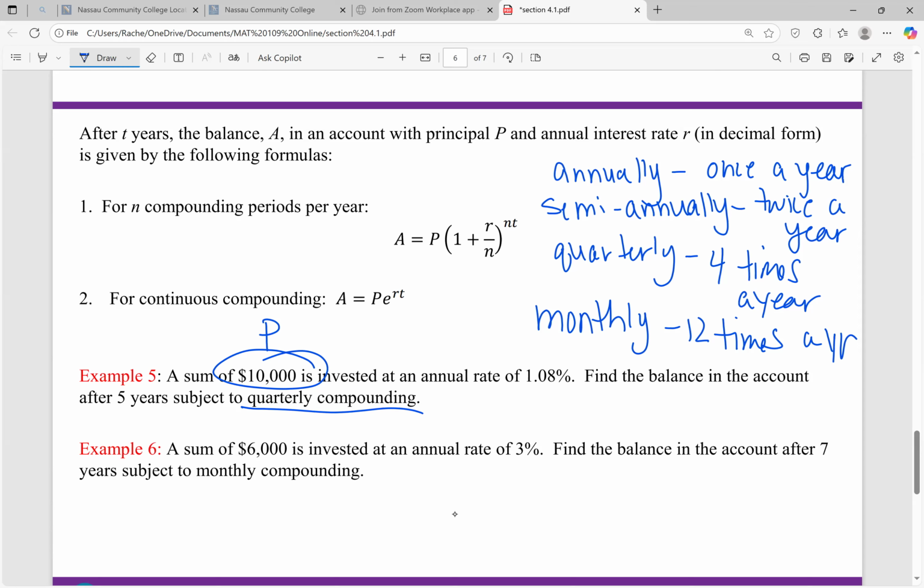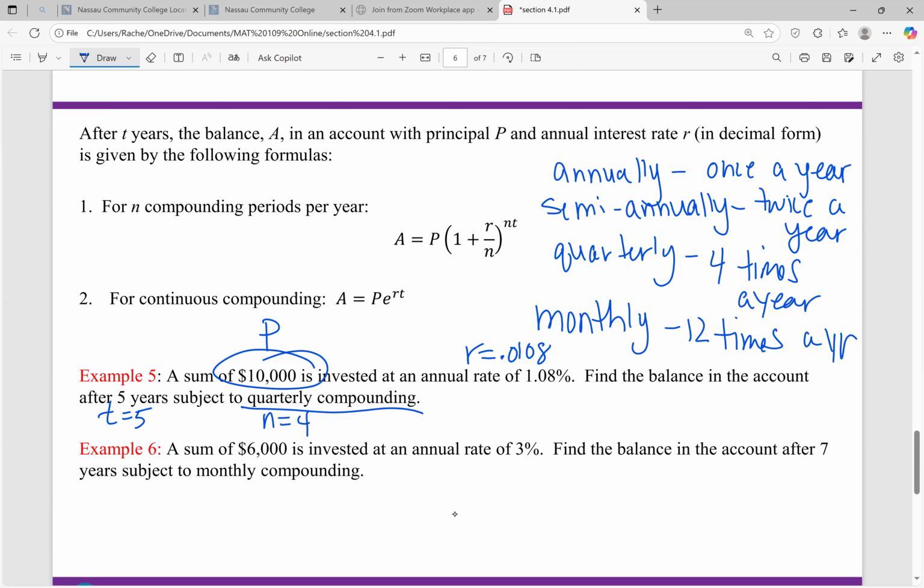And the rate in this case is 1.08%. But as a decimal, remember, to go from percent to decimal, you have to move the decimal back 2 places. This is going to be 0.0108 if we want to write it in decimal form. We want to find the balance in the account after 5 years, so t equals 5. Quarterly is 4 times a year, so n would be 4 in this case.